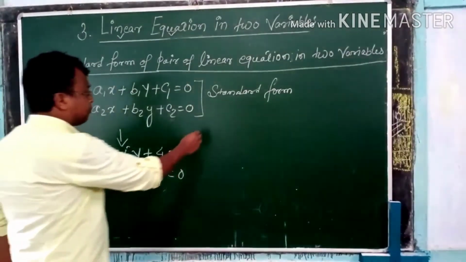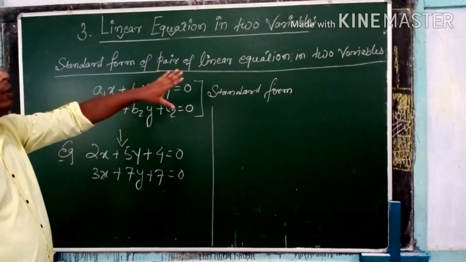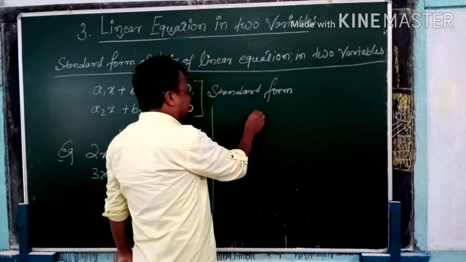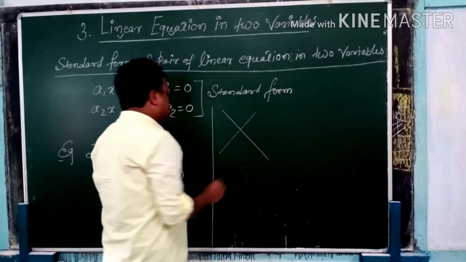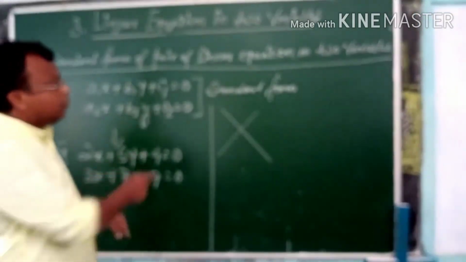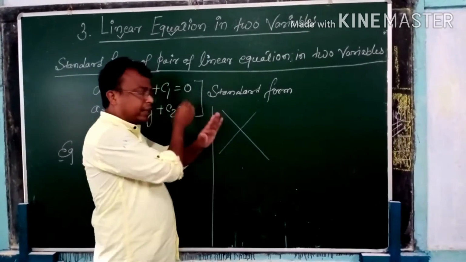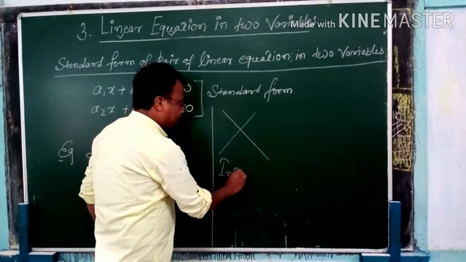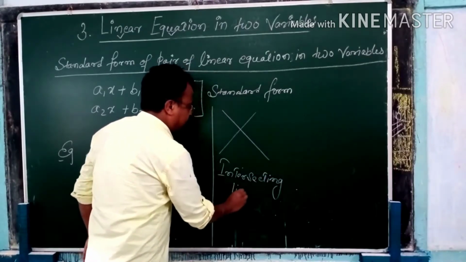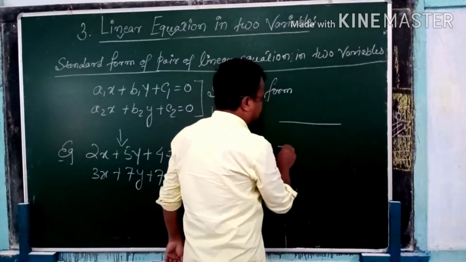Okay. Now you see, when you draw the graph of the pair of linear equation in two variables, you will see sometimes you may get the graph like this, intersecting line. So two graphs, 1, 2, because two equations are there. Okay, it is a pair of linear equations. So obviously we will get two graphs. So sometimes you will get the graph like this. Okay, intersecting line. This is called intersecting line. This is called intersecting line.